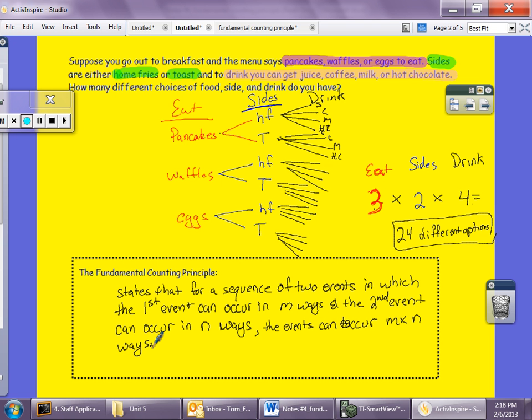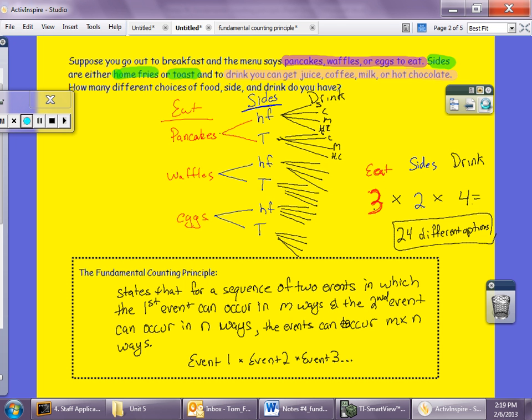So what we're really saying is that we're going to take event 1 times event 2. If we have more, times event 3, and so on. We could have infinite events, but we're just going to keep multiplying the different events. This example here had event 1 was eat, event 2 was our sides, event 3 was our drink. So we multiply those three values together. So that's the fundamental counting principle.